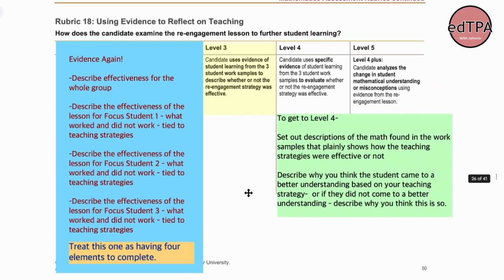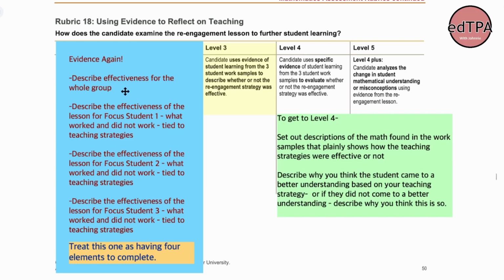Just one more. Rubric 18: using evidence to reflect on teaching. How does the candidate examine the re-engagement lesson to further student learning? For level 3, candidate uses evidence of student learning from the 3 student work samples to describe whether or not the re-engagement strategy was effective. Okay, so the pieces here are about evidence and about effectiveness of this re-engagement strategy. So evidence again.